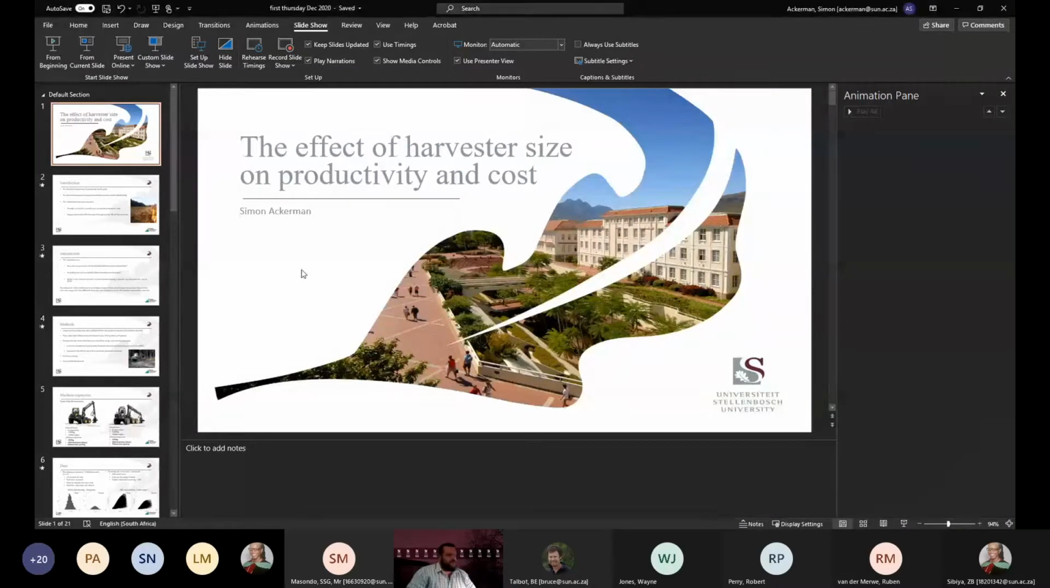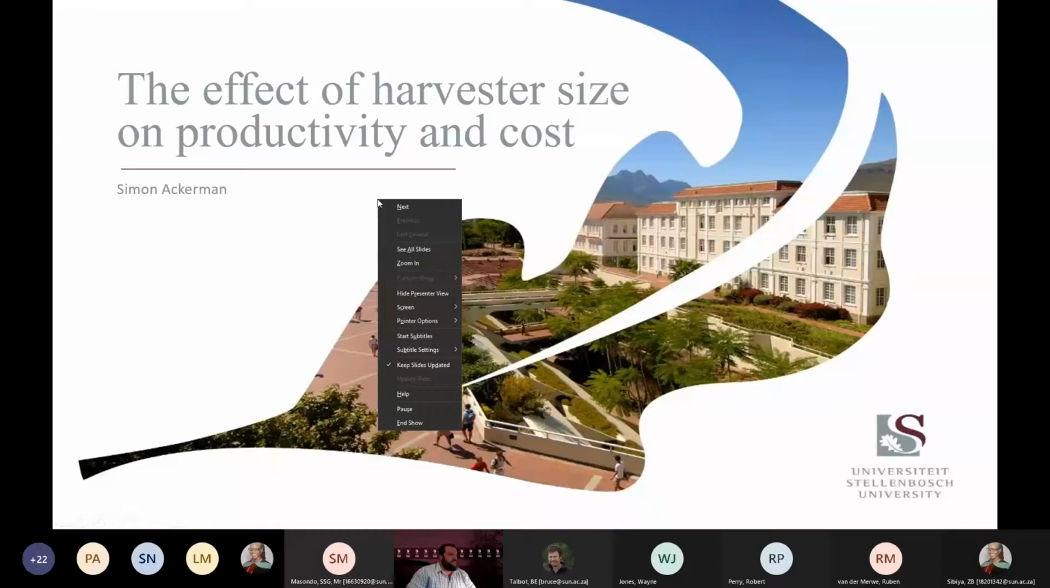Just set everything up, if it ever works. All right.